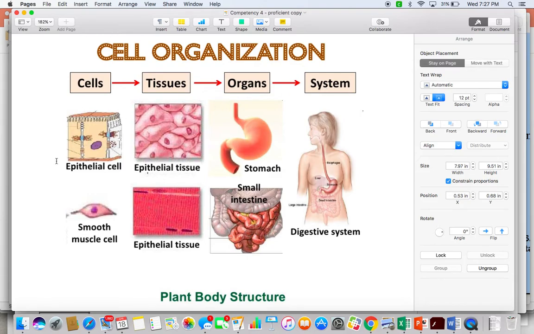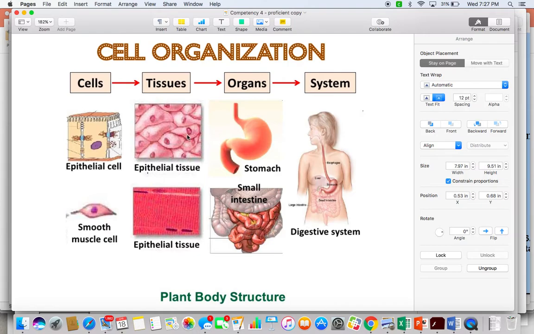So a cell is literally just one cell. And so it could be like we have here, one epithelial cell, which could be something like just one skin cell, because epithelial tissues are coverings and linings. And so this could just be one skin cell. If you put a whole bunch of these cells together, you're going to get a tissue.